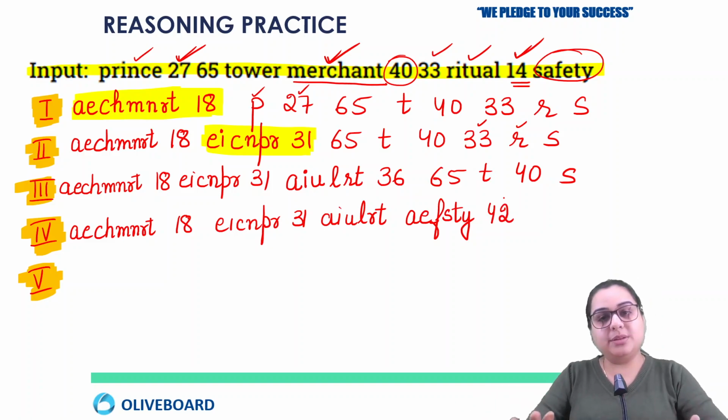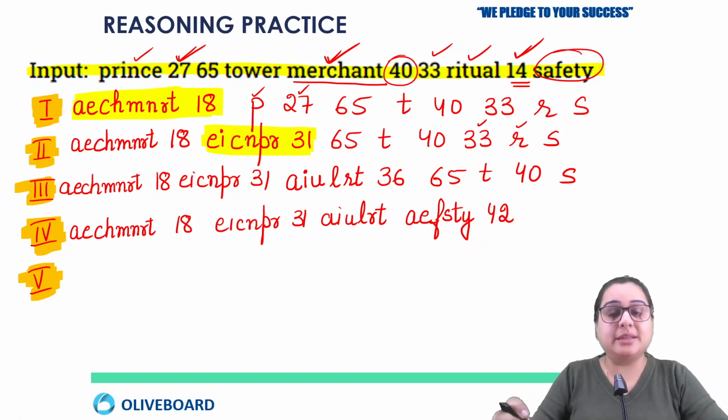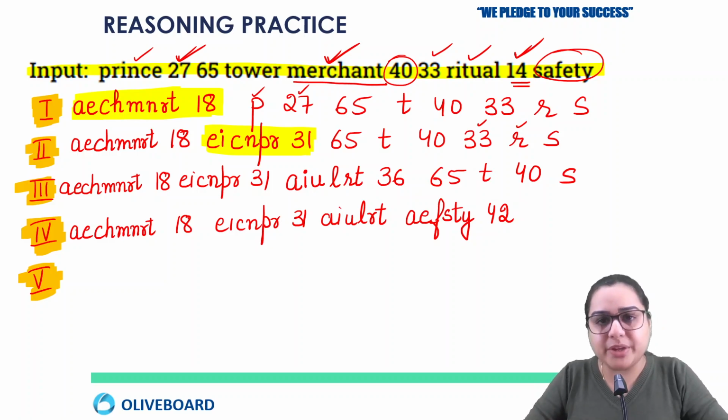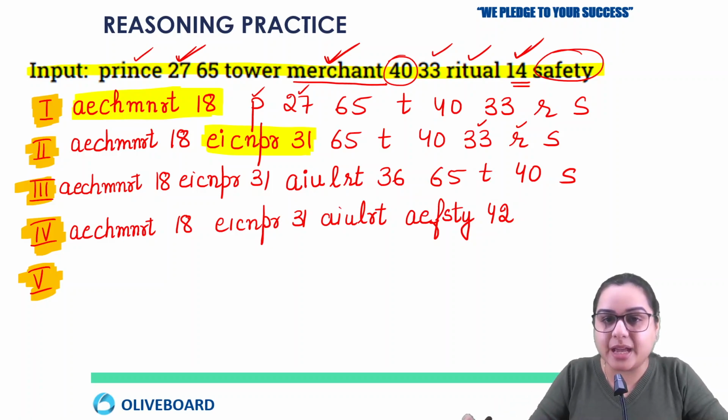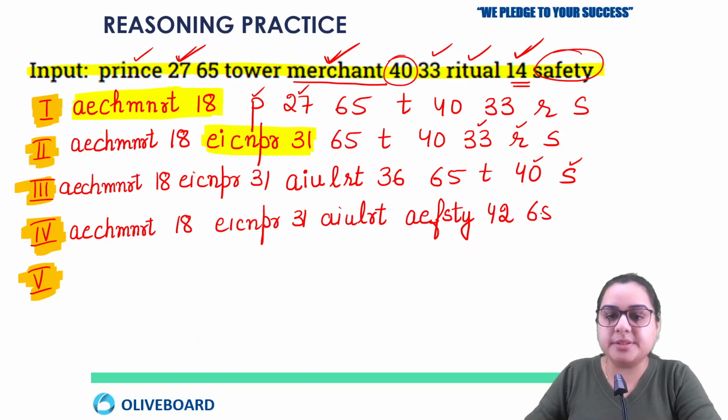See, the problem in this question is that it's going to take time. But you have to be very cool and very confident while solving this. If you panic while solving input output questions, there are chances that you can make a wrong solution. So be very confident, and that confidence comes from practice. You have to practice a lot of input output questions so that you are confident in your exam. So we have arranged safety and 40, and we are left with just 65 and T.